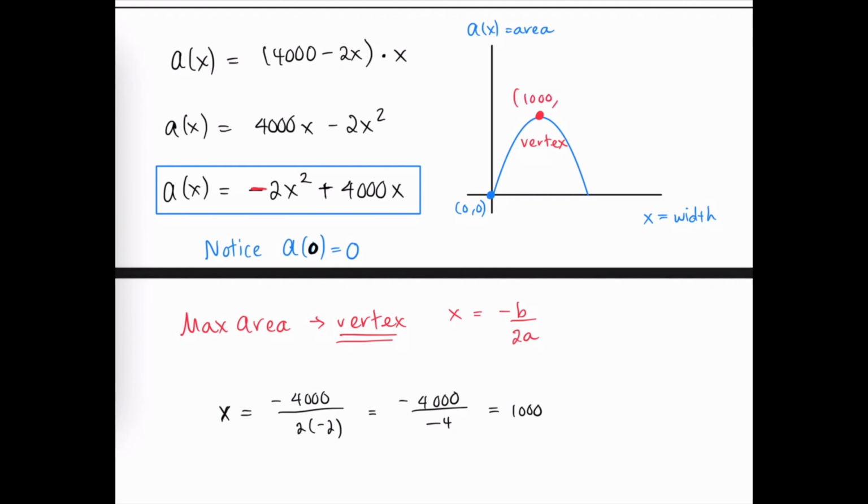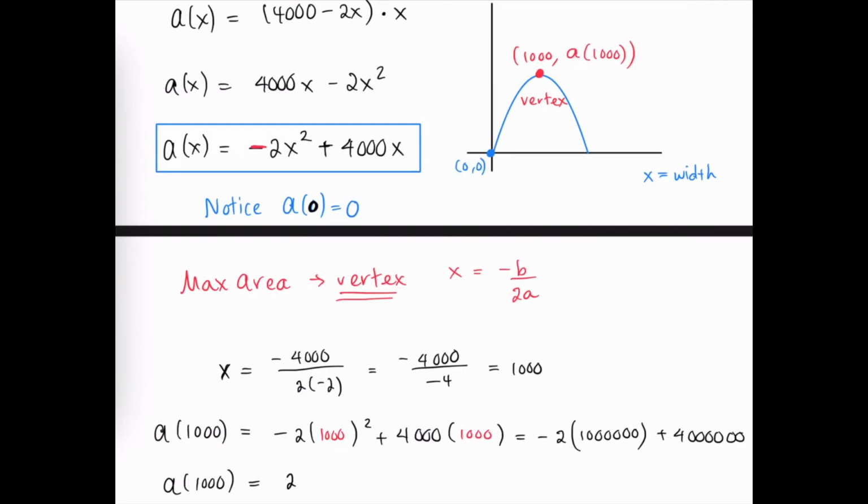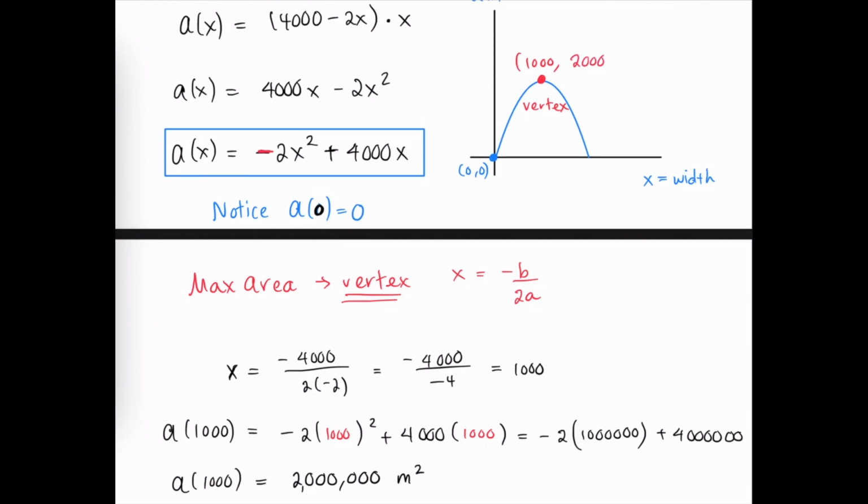In order to determine the corresponding y value of the vertex, we need to take that 1,000 and plug it back into our area function. So let's do that. Again, the area function was -2 times x squared plus 4,000 times x. And in for x, we plug 1,000. And now we evaluate. This becomes -2 times 1 million plus 4 million, which turns out to be 2 million. And we were measuring in meters, and since this is area, the units of our output are going to be meters squared. Let's update our vertex here so that the y-coordinate reflects the total area.